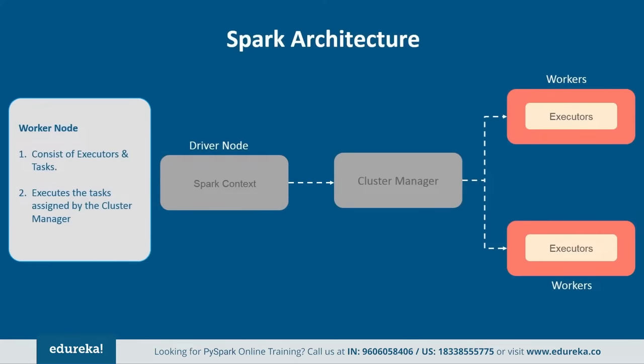If you increase the number of workers, then you can divide jobs into more partitions and execute them in parallel over multiple systems. This will actually be a lot faster. Also, if you increase the number of workers, it will also increase your memory and you can cache the jobs so that they can be executed much faster. So this is all about Spark architecture.